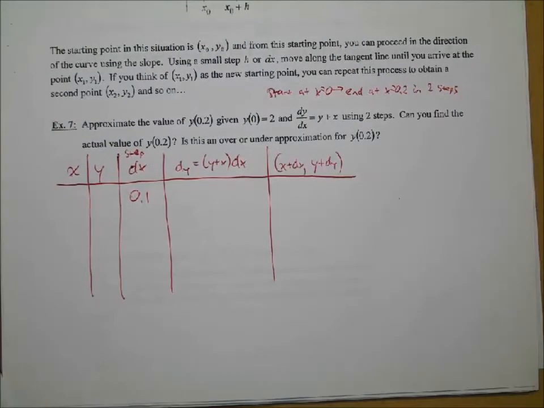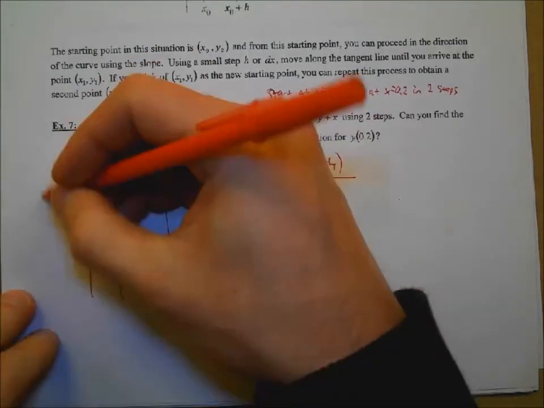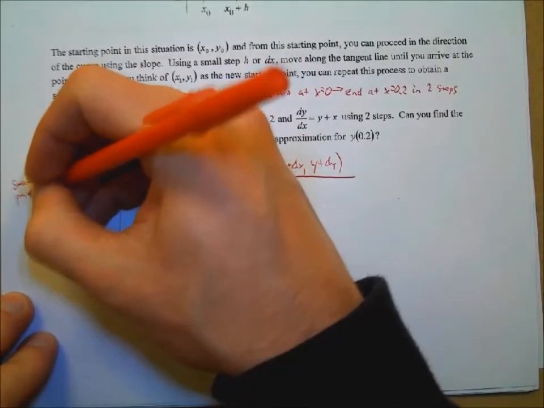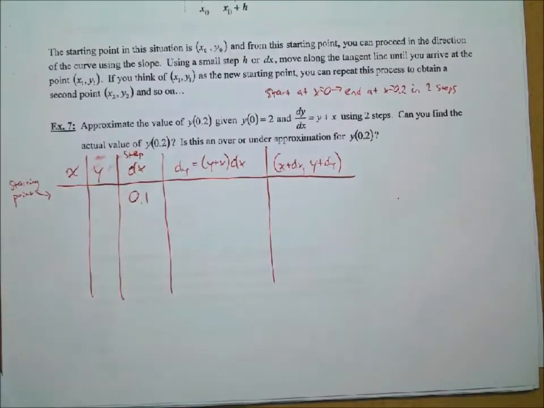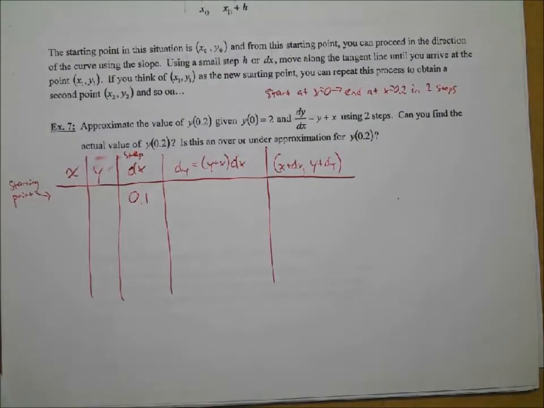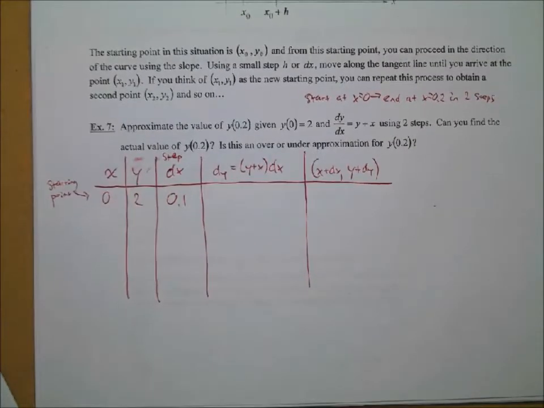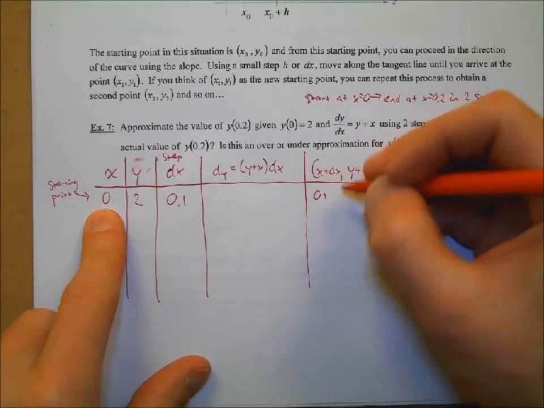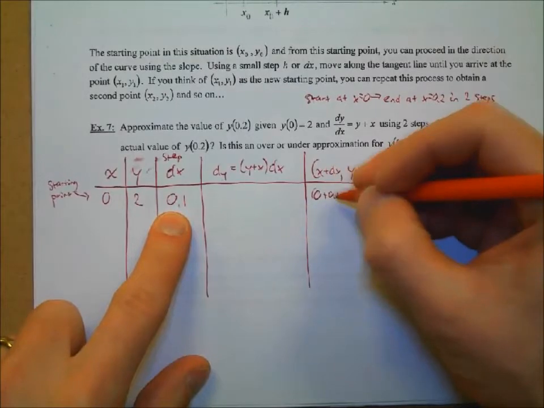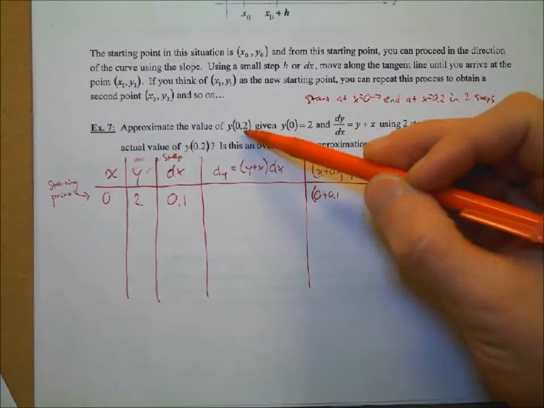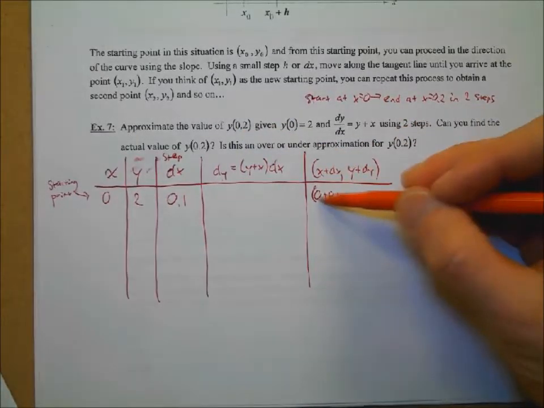Okay? So our starting point goes right in here. Where are we starting again? 0, 2, right? And so we already know what our new x-coordinate is going to be. It's going to be 0 plus the step of 0.1. We're going to take one step towards that x-coordinate of 0.2, so we take one step towards it by adding 0.1 to the x.